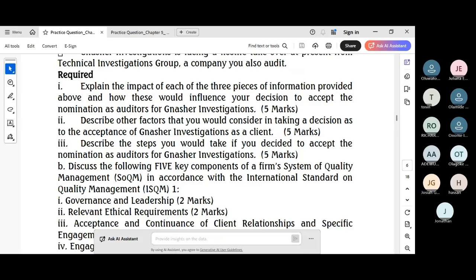So I think this repeating of ISQC is because we just updated it to ISQM, and it highlights the importance of this topic for the ICAN exam. It's a typical prototype if you look at the B part and the C part of what we've looked at previously.